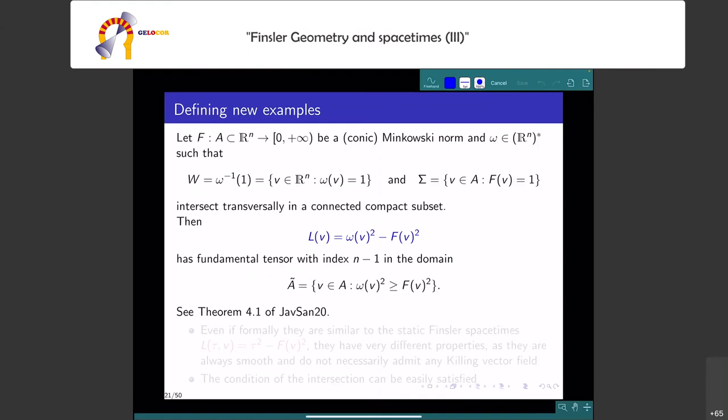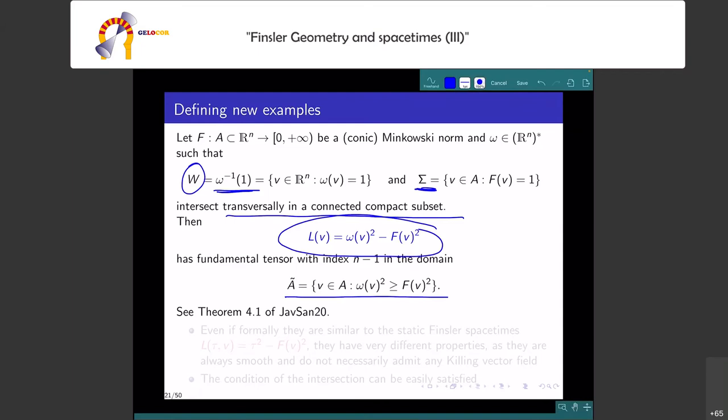This can be done in a very easy way, because you need an omega, a one-form, and a Finsler metric. You consider omega and a Finsler metric. Then you consider the level one of omega, which is W, and then the indicatrix. If they intersect transversally in a connected compact subset, then this expression here is a Lorentz-Finsler spacetime in this domain.